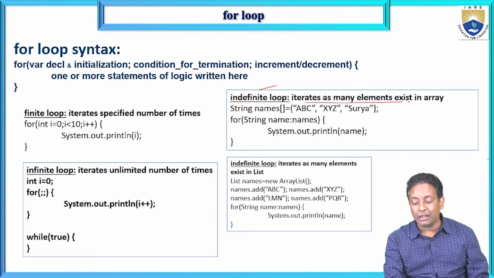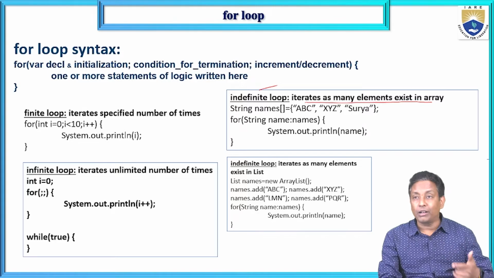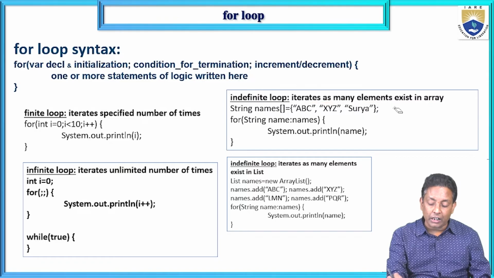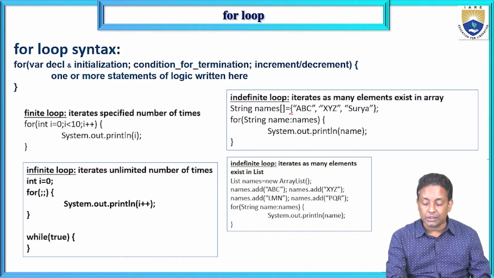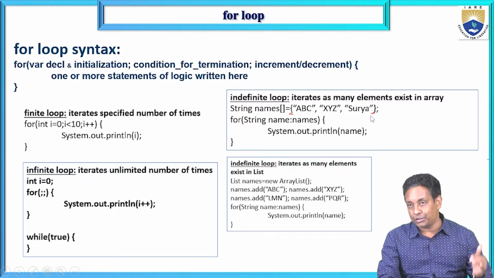This loop iterates as many times as elements exist in an array. So the number of times the loop will iterate depends on the number of elements in the array. Here I declared one string array, String names. How to declare an array? An array we must declare with the array variable suffixed with square brackets. If any variable is suffixed with square brackets, that indicates an array variable. Then equals, and array values we must always write in flower braces. Some languages use square brackets, some languages use flower braces.